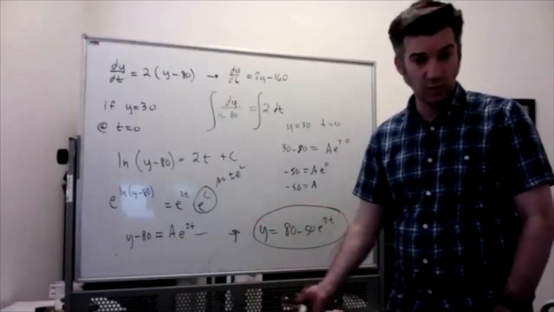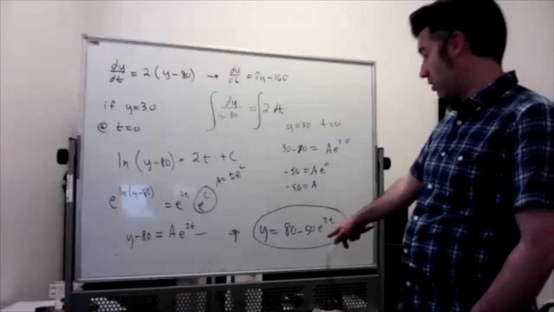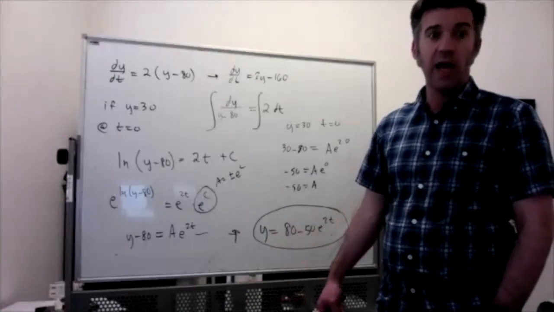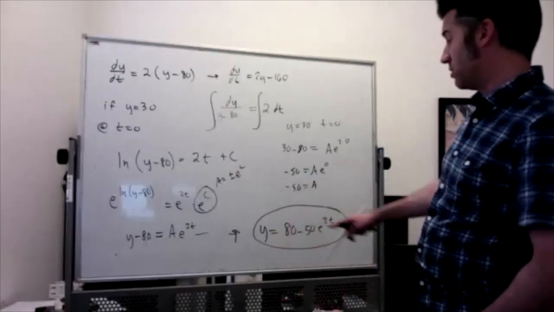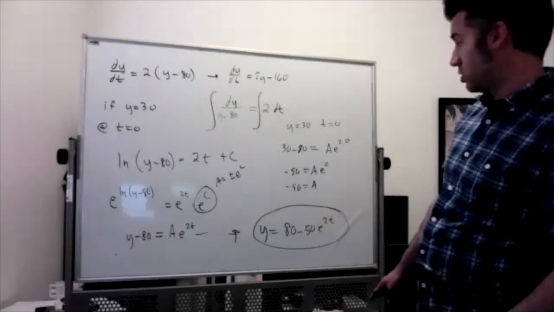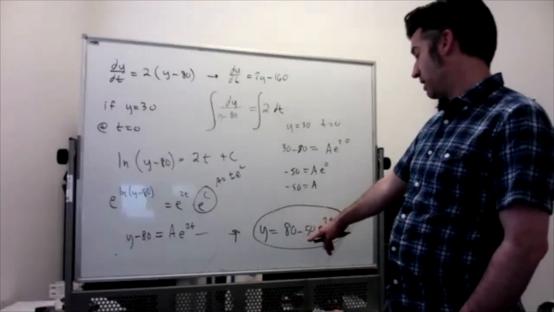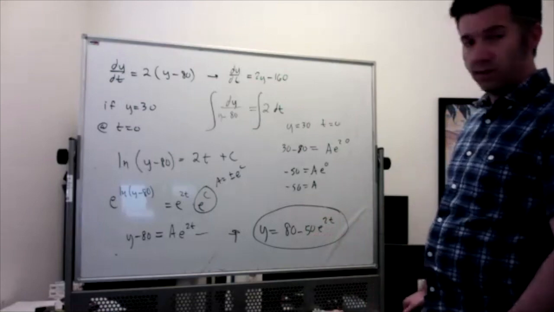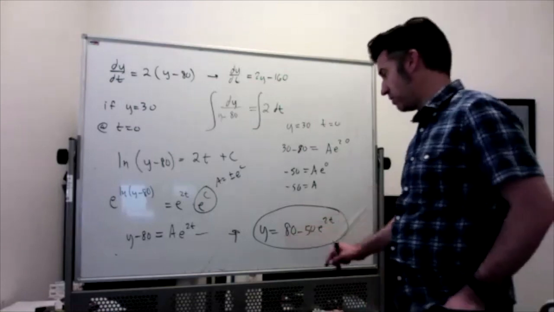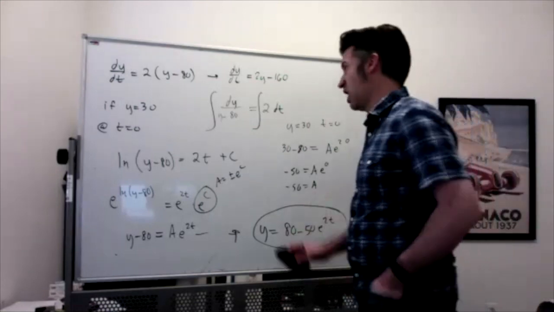The initial condition is right. If you plug in t equals 0, you're going to get y equals 30. And the derivative is also right. If you take the derivative of this, you're going to get 2 times this minus 80. Yeah, that totally makes sense, right? So let's check this one because it's pretty easy to check.